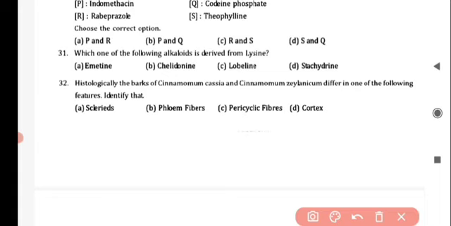Next question is, which one of the following alkaloids is derived from lysine? And the correct answer is option C, lobeline. Next question is, histologically the barks of Cinnamomum cassia and Cinnamomum zeylanicum differ in one of the following features. Identify that. And the correct answer is option D, cortex.